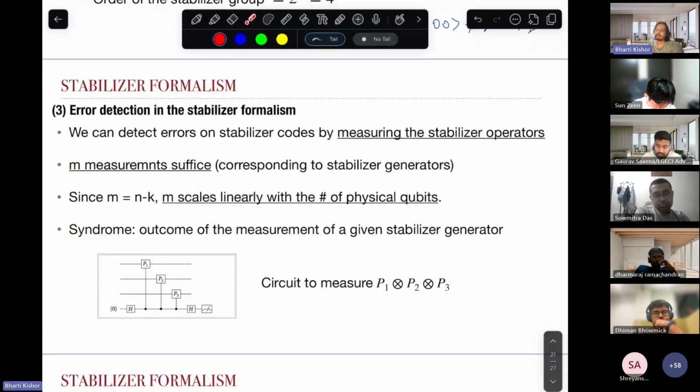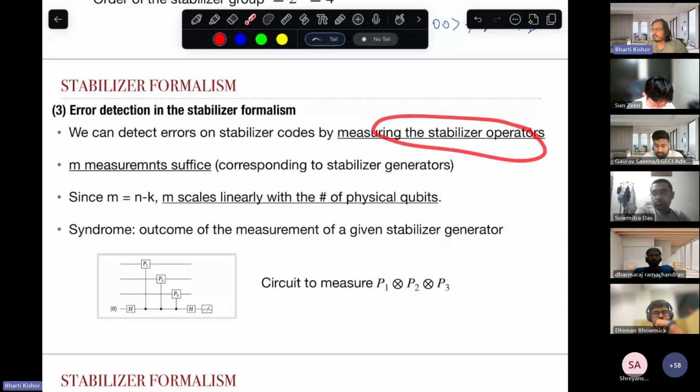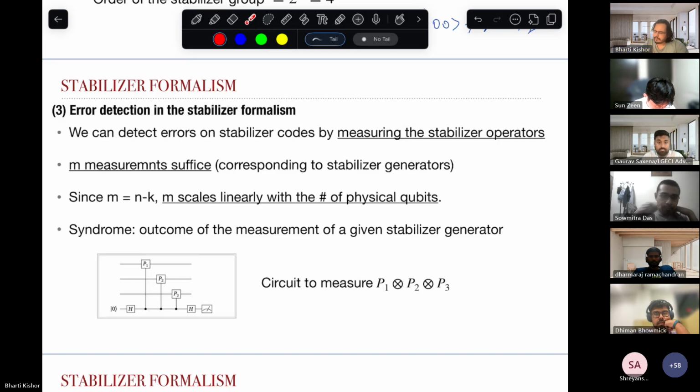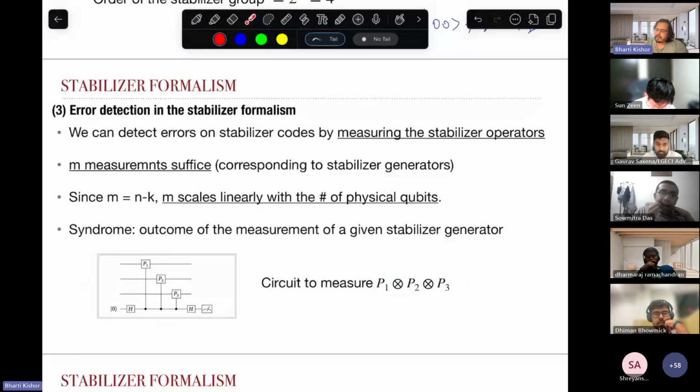Now, how to do error detection in the stabilizer formalism? You can detect errors by measuring the stabilizer operators. Again, if you directly measure, that's a problem. So using some auxiliary registers, you measure it. Suppose you want to measure P1 tensor P2 tensor P3, this is how you measure it. So this is the circuit. Now, m measurements actually suffice. These m measurements correspond to the stabilizer generators. So you just measure the operators which correspond to the stabilizer generators.